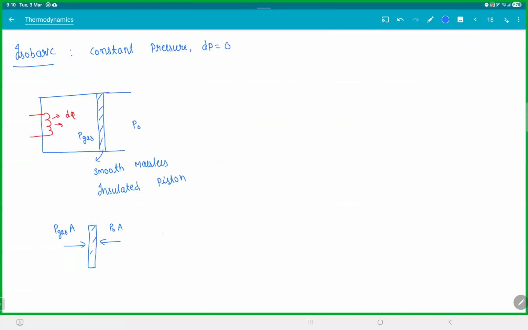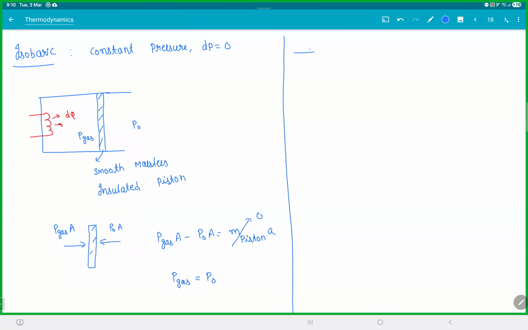So P gas minus P naught, into area, is equal to mass of the piston into acceleration. But we know the mass of the piston is 0. That's the reason for this. So anytime the pressure tries to increase, the piston will move outward and the pressure becomes equal.